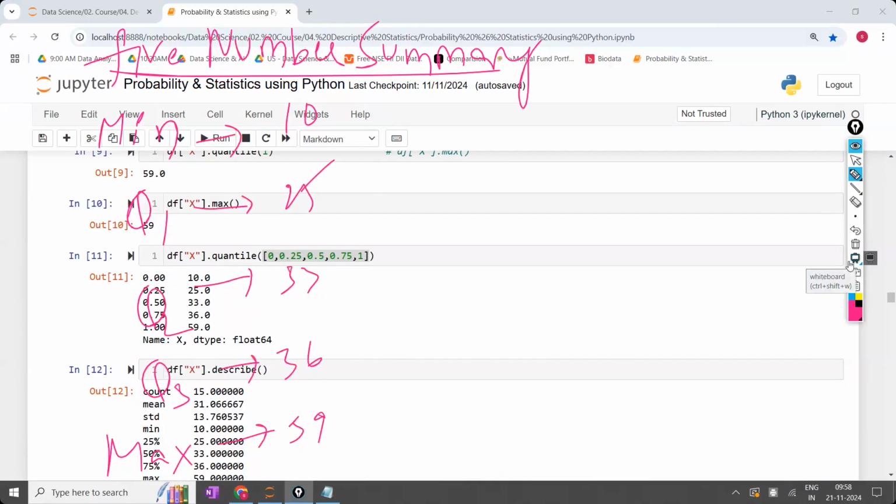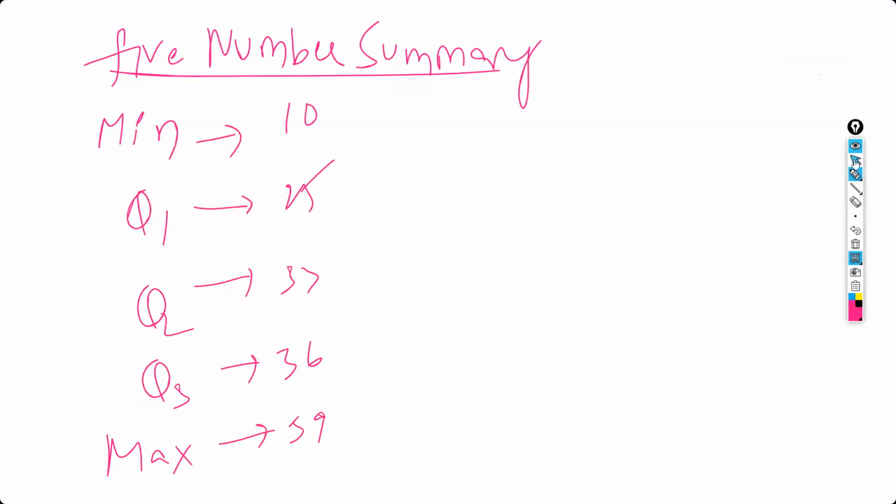Now using these 5 numbers, we are representing one plot. What is that plot? It is called a box plot. Okay, how? So see here, this is the plot. I mean, this is the graph sheet. You already know how the graph sheet looks.